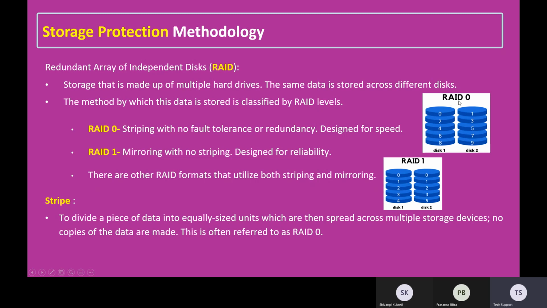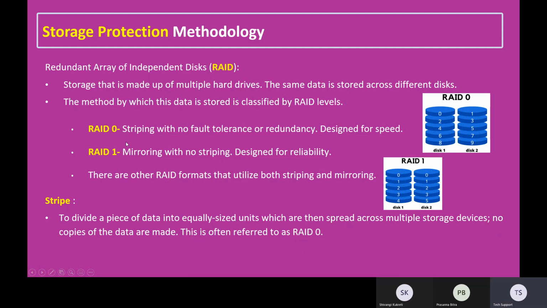Even if you observe RAID 0, we have 0 to 9, 10 bits of data. All the 10 bits are equally divided: here one bit, here one bit, here one bit, here one bit. The same point is mentioned here. Stripe is to divide a piece of data into equally sized units, which are then spread across multiple storage devices. Okay, no copies of data are made here. It's just striping the data. This is often referred to as RAID 0.